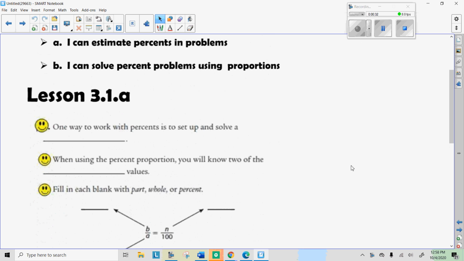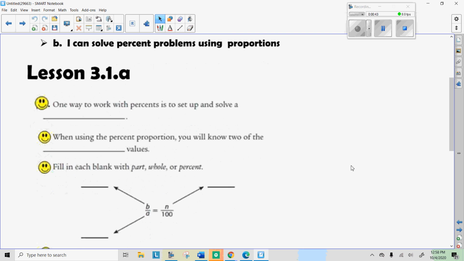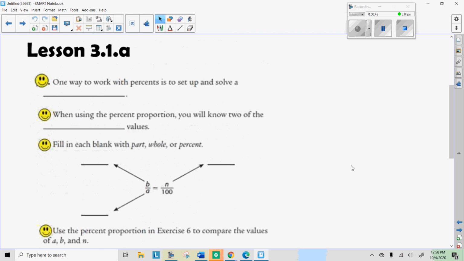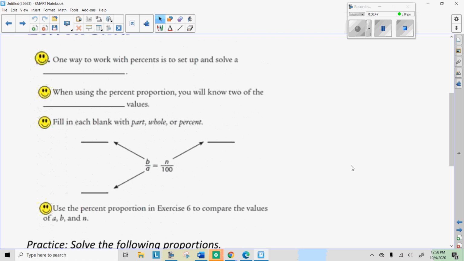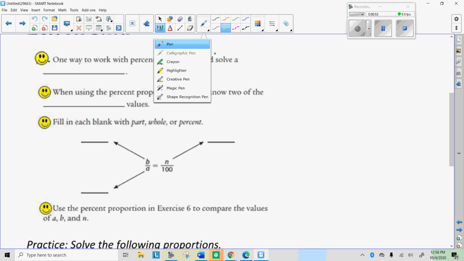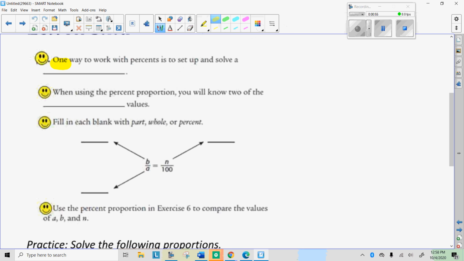So the first lesson here is about estimating, basically trying to figure out what the answer is, or close to what the answer is, before you actually work it out. Now, one way you can work with percents is to set up and solve a proportion. And you've done that before. Some of you might have used a window pane kind of idea for that.